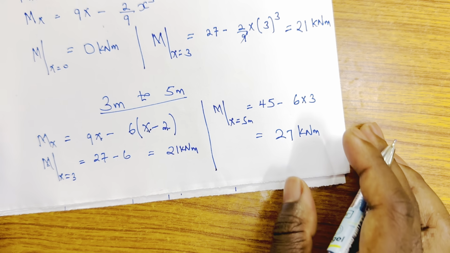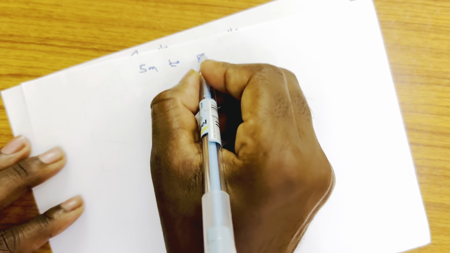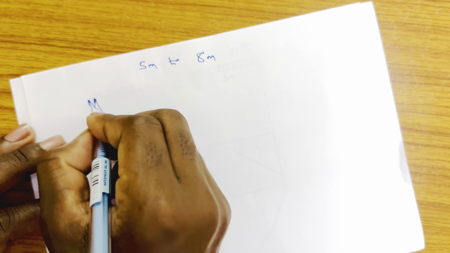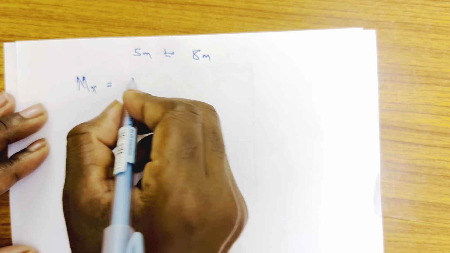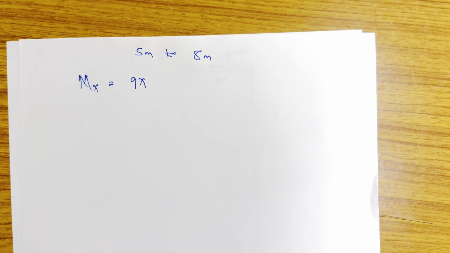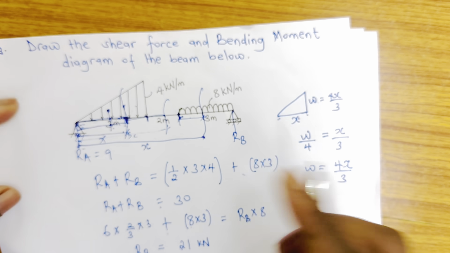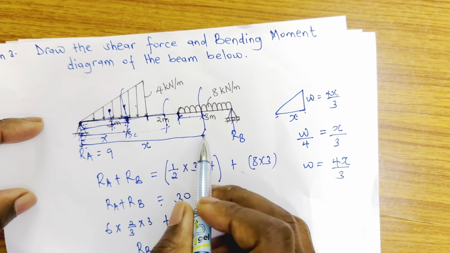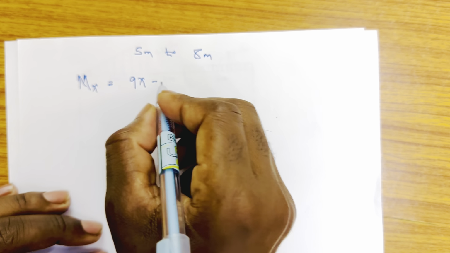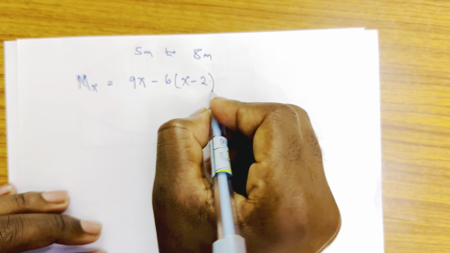Now we are left with finding the last one. So let's work with the span 5 meters to 8 meters. The moment Mx due to that is going to be equal to 9 times x, because we are cutting the beam from the UDL. Since we are cutting the beam from here, 9 times the span x. Then what about the moment due to the uniformly varying load? This is going to be minus 6 into x minus 2, as done in the previous one.